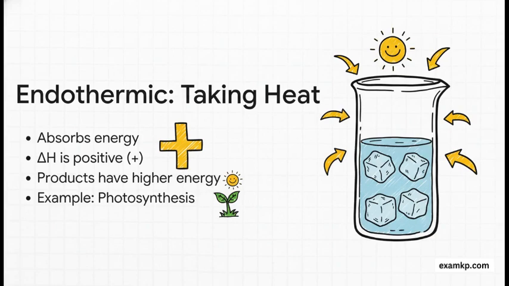And on the flip side, you have endothermic reactions. They have to pull energy in from the outside world to even happen. This means their products have a higher energy level, making delta H a positive number. And the single most important endothermic reaction for all of us? Photosynthesis. It's how plants use the sun's energy to make food, literally fueling almost all life on Earth.